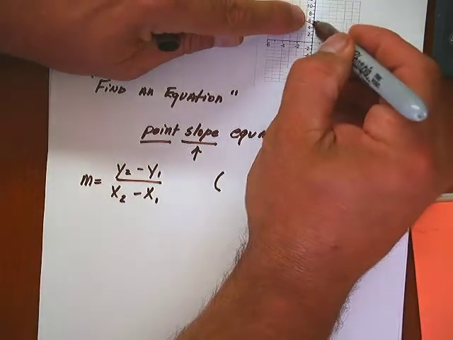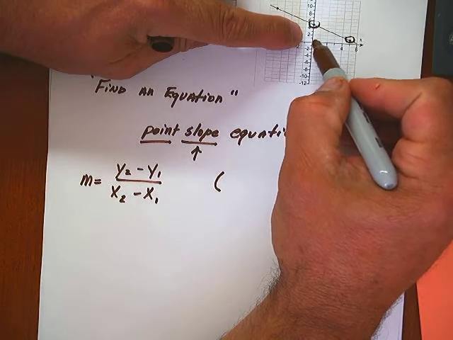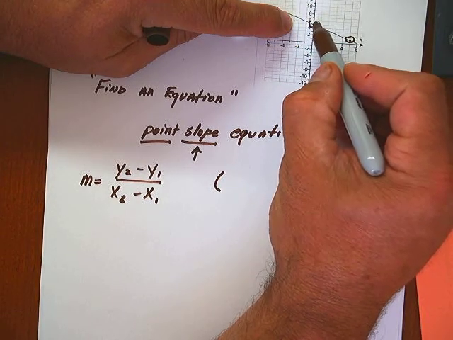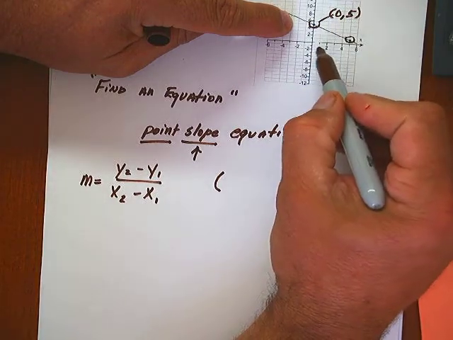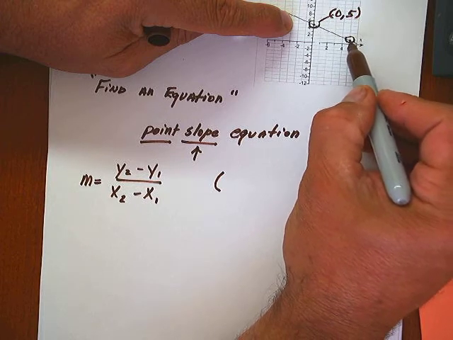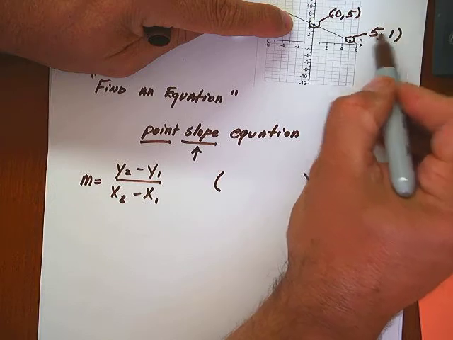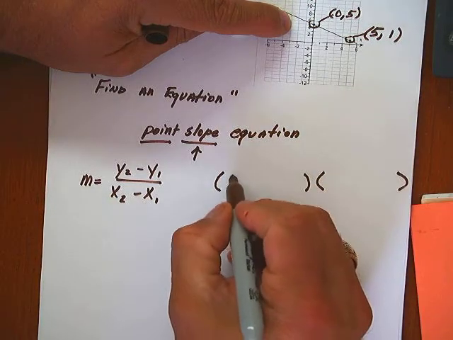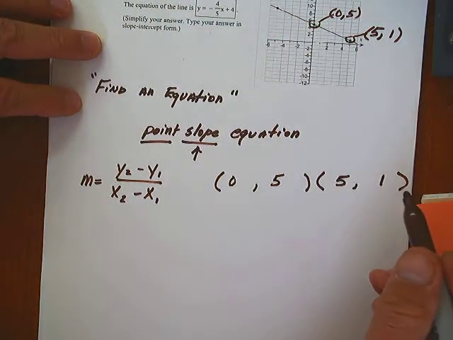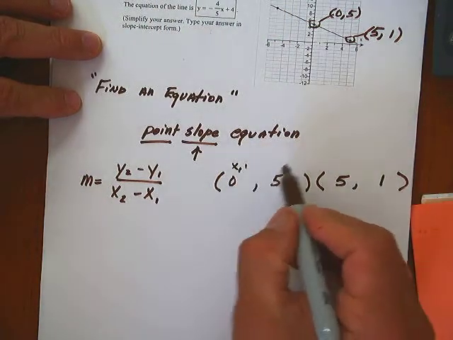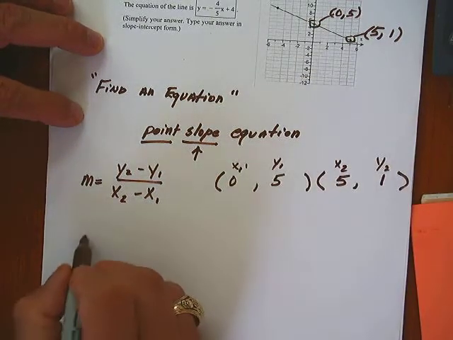I'm going to pick this point right here and this point right here. This point right here is 0 in the x direction and 5 in the y direction. 0, 5. This point is 1, 2, 3, 4, 5 in the x direction and 1 in the y direction. So there's our points. 0, 5, 5, 1. So we read from left to right. This is x sub 1, this is y sub 1, this is x sub 2, this is y sub 2.